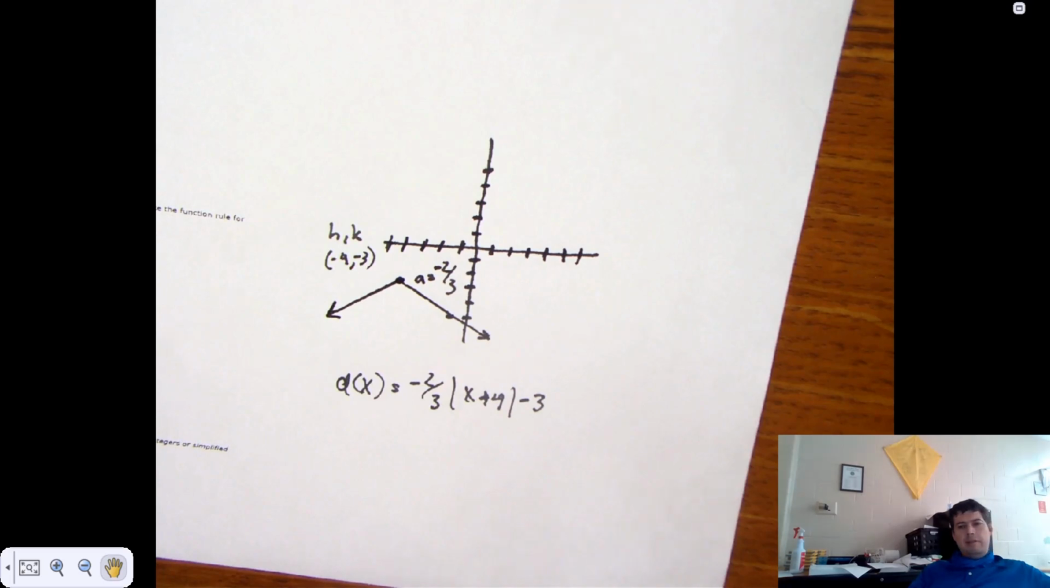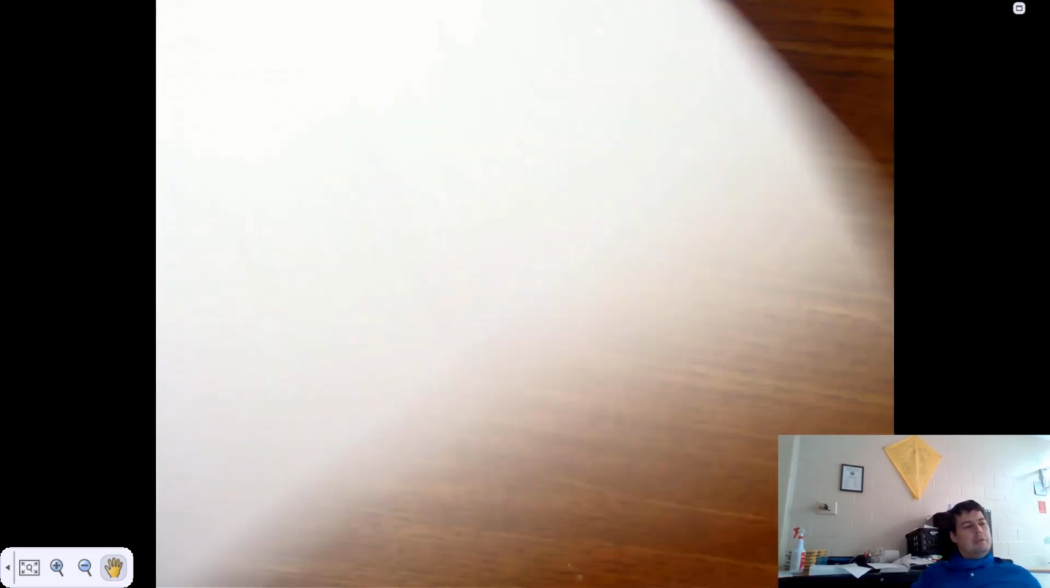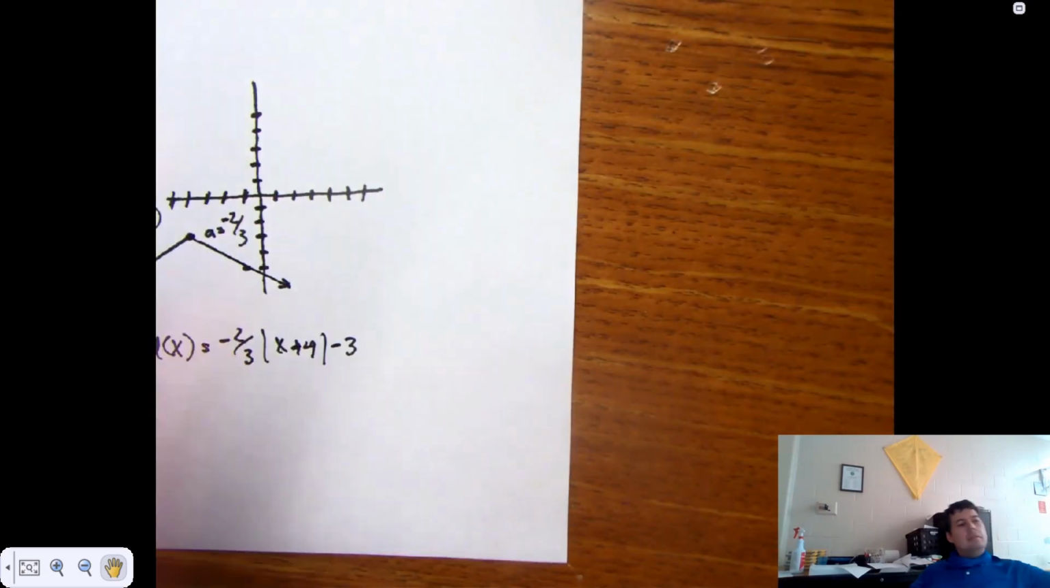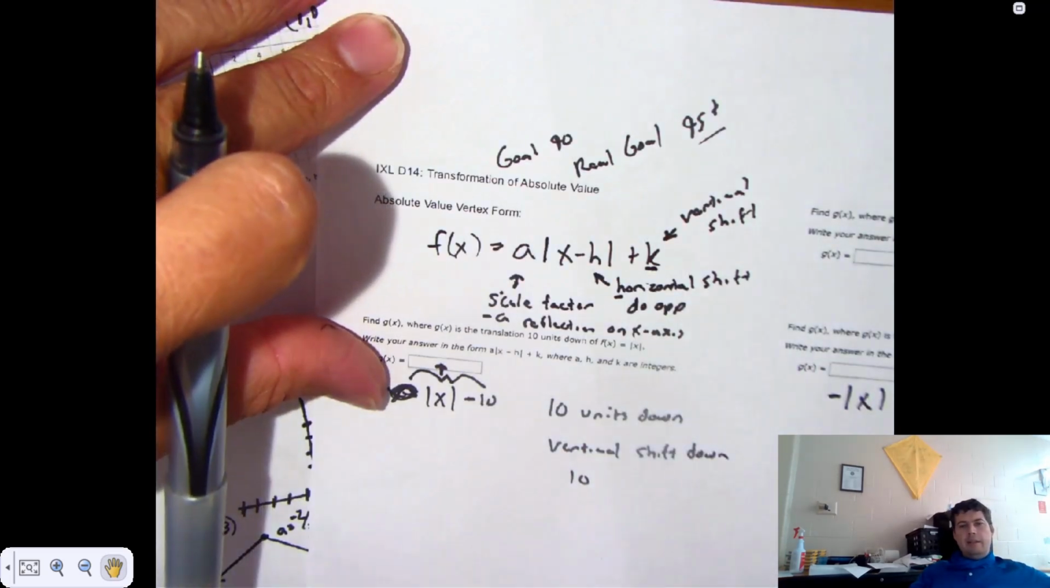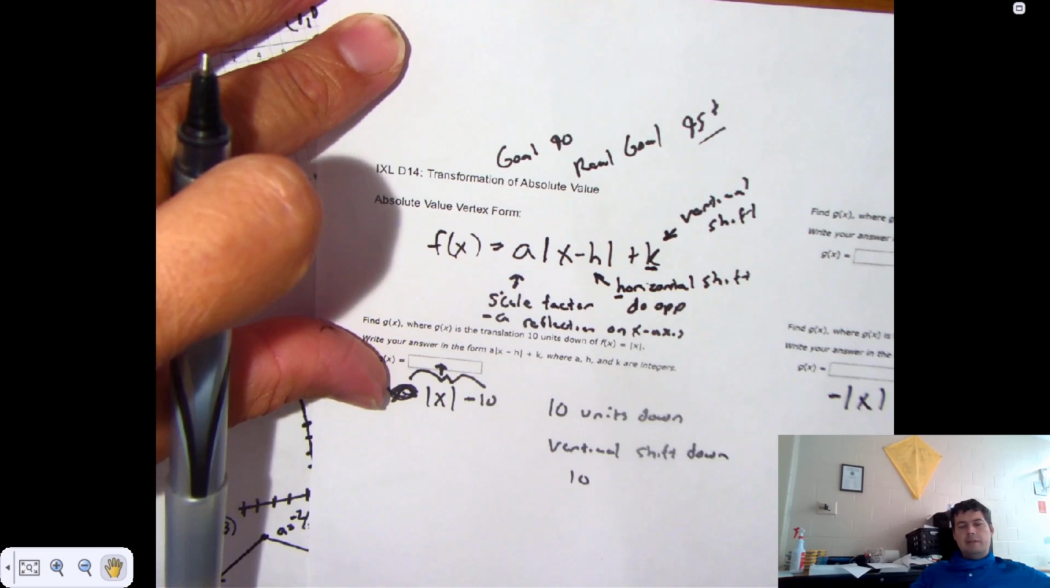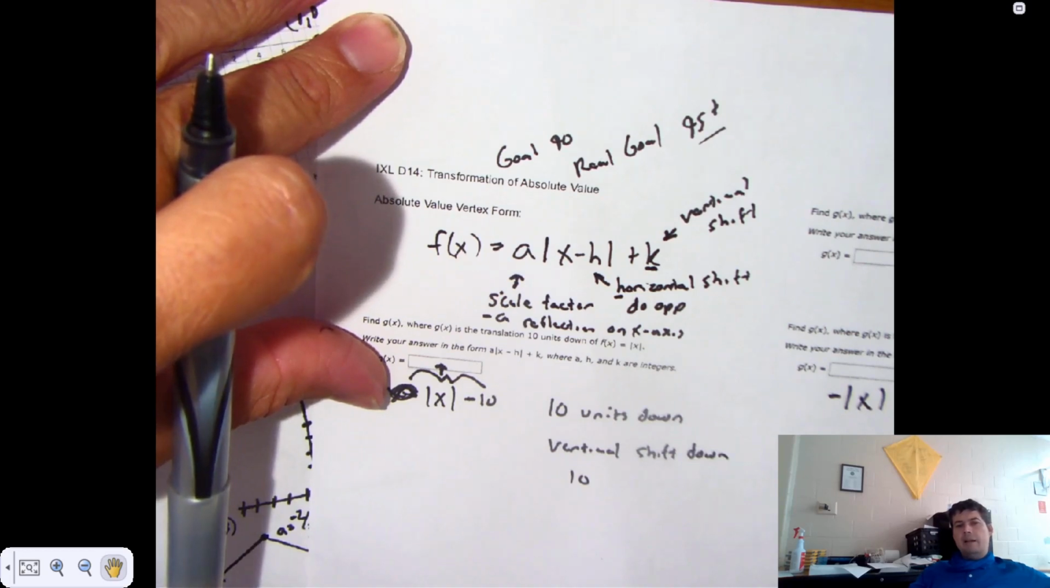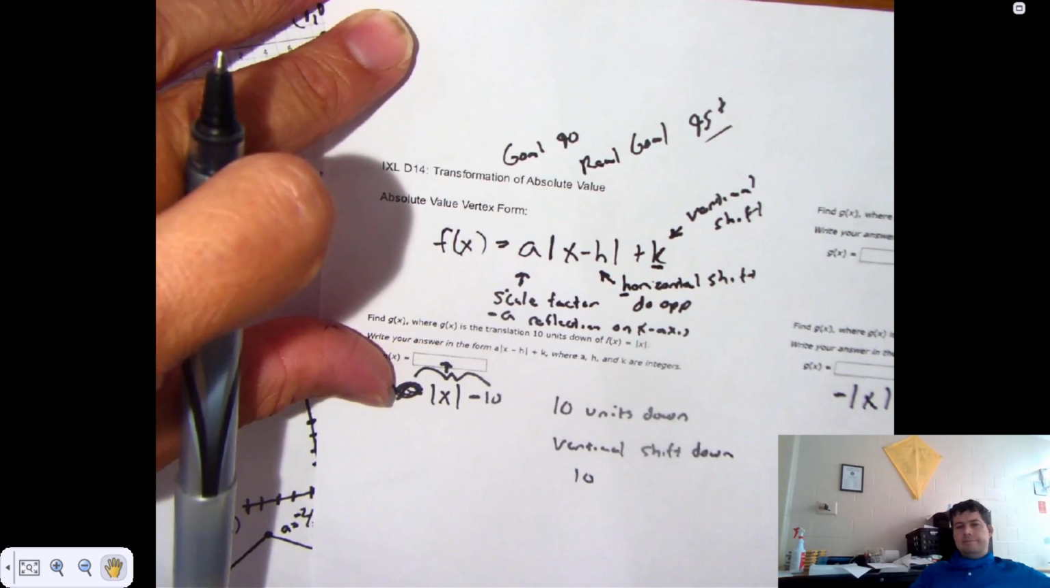And that's going to be everything you need to be able to do IXL D14. And again, get that thing in the high 90s. I've got an easy goal of 90. It's not that hard, but get into the high 90s. And good luck.